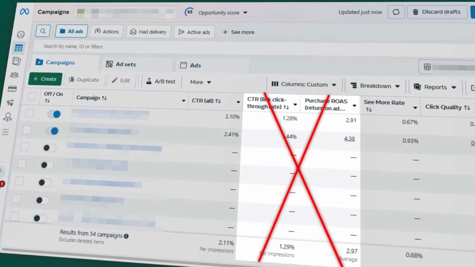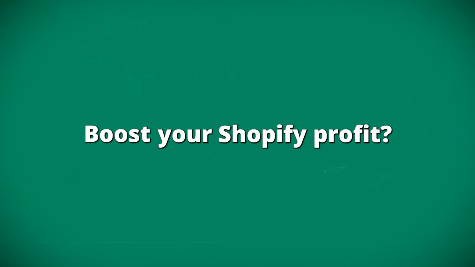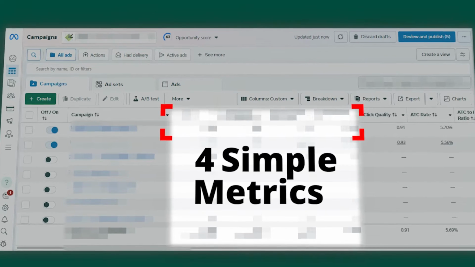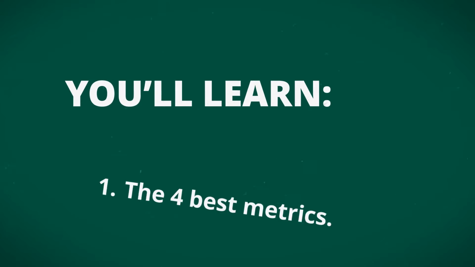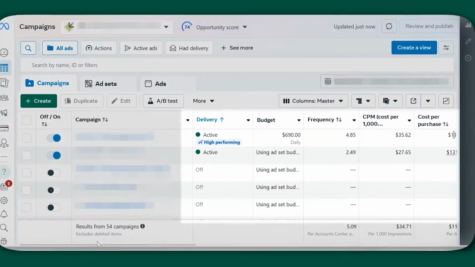What if I told you ignoring ROAS and click-through rates in Facebook ads can actually boost your Shopify profit? After scaling Shopify brands with millions in ad spend, I've learned profitable growth relies on 4 simple metrics. So in this video, I'm going to show you precisely these metrics and how to use them to scale no matter your budget. To start, here's the column setup I love.